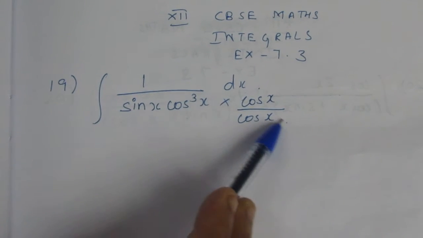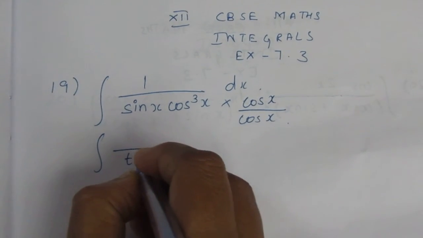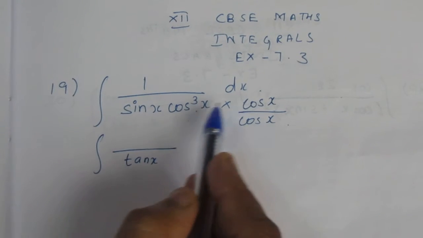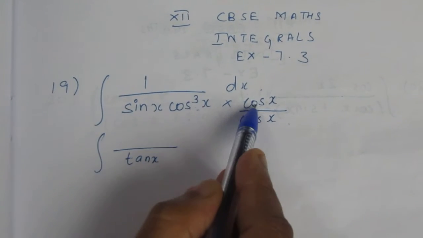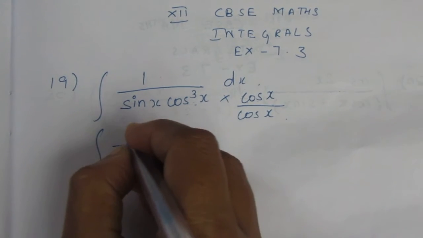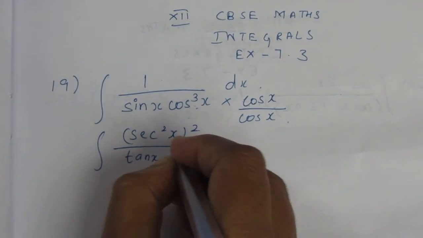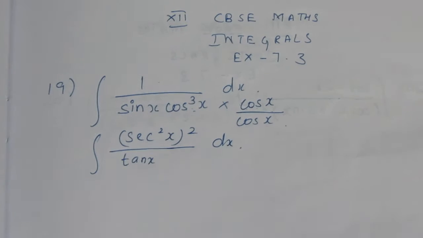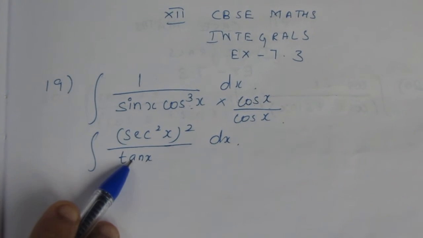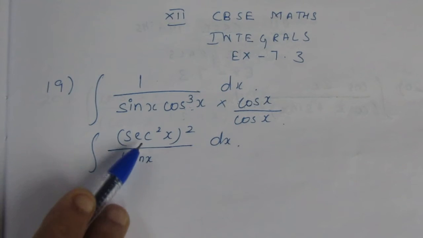Now this sin x by cos x can be written as tan x, and this cos power 4x, multiplying these two we get cos power 4x. Taking this to the numerator it becomes secant power 4x, which can also be written as secant square x the whole square dx.